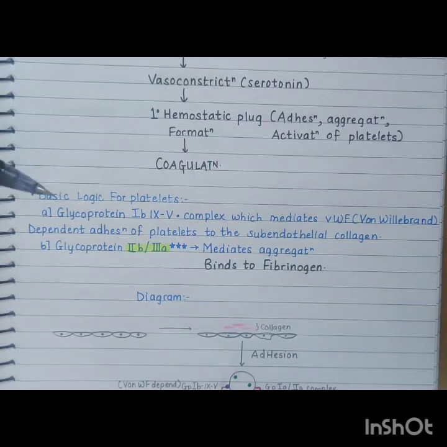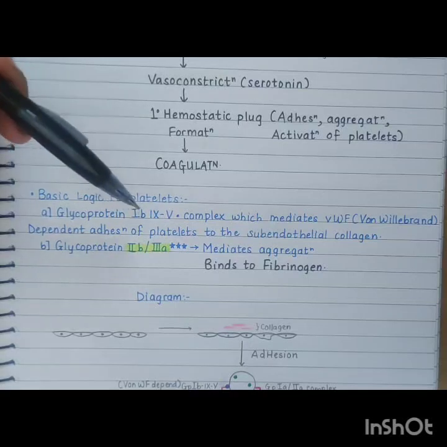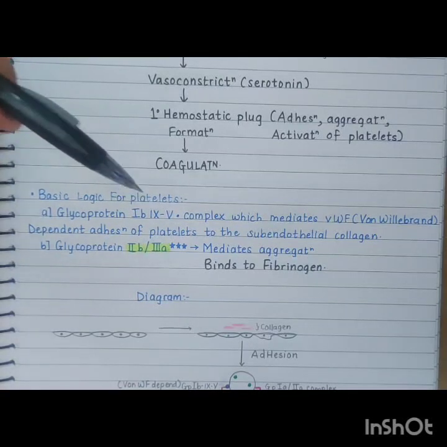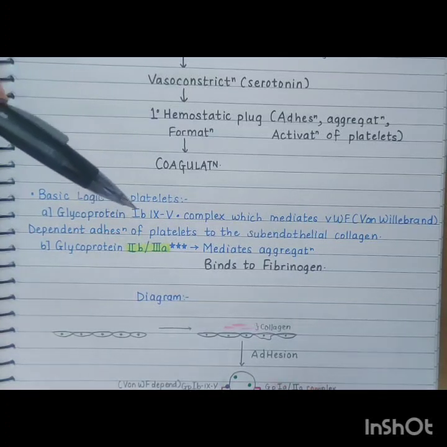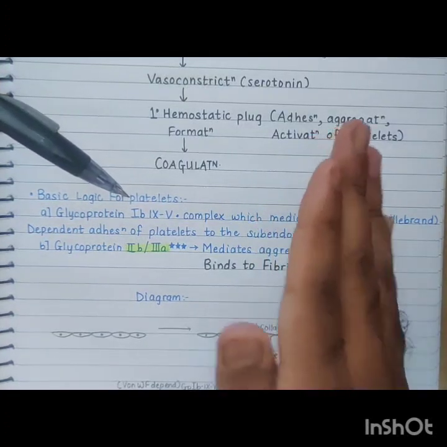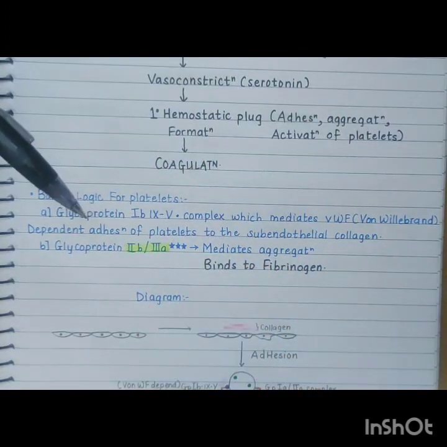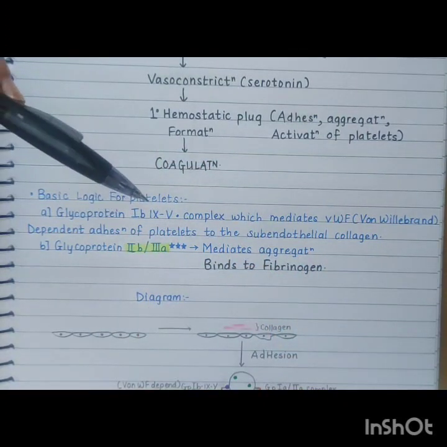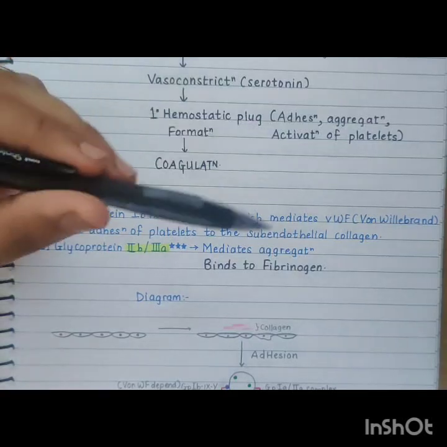So moving ahead, to understand what happens in the primary plug formation, we need to know a few things. Let's say there are two basic steps which will occur in the formation of the primary plug in case of platelets, which will be the adhesion and the aggregation of the platelets. So the adhesion of the platelet to the actual site of injury will depend on the glycoprotein 1b 9 to 5 complex. So this is with the help of von Willebrand factor. What will happen is this will help the platelets to actually adhere to the site of injury. Then there will be a glycoprotein 2b 3a complex which will mediate the aggregation of the platelets.